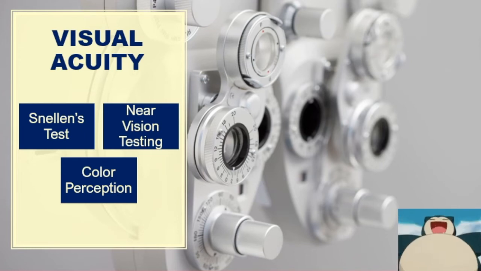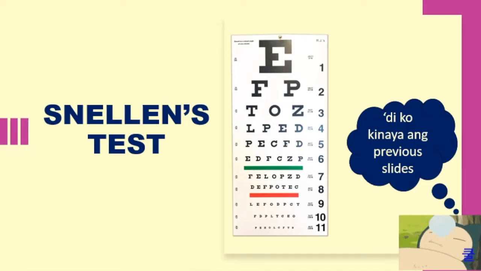Okay, so again, if your patient could already see your fingers at 3 feet, that would be documented as CF slash 3 feet. That would mean the patient is unable to see using your Snellen's chart, but the patient is able to count, or able to see, at 3 feet. Okay, so this is an example of your Snellen's test.